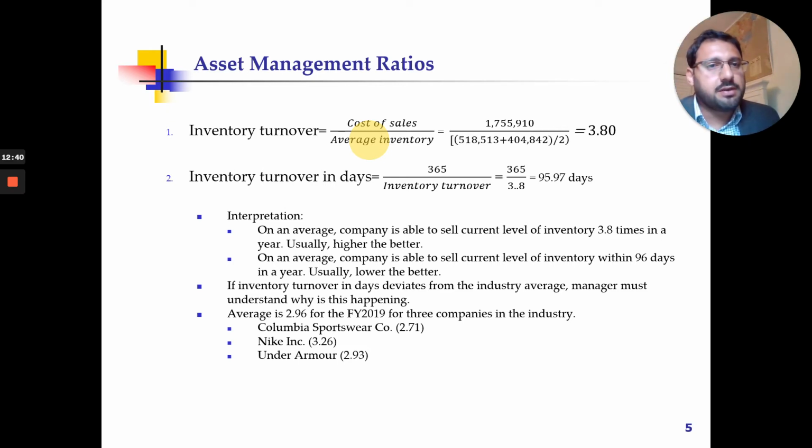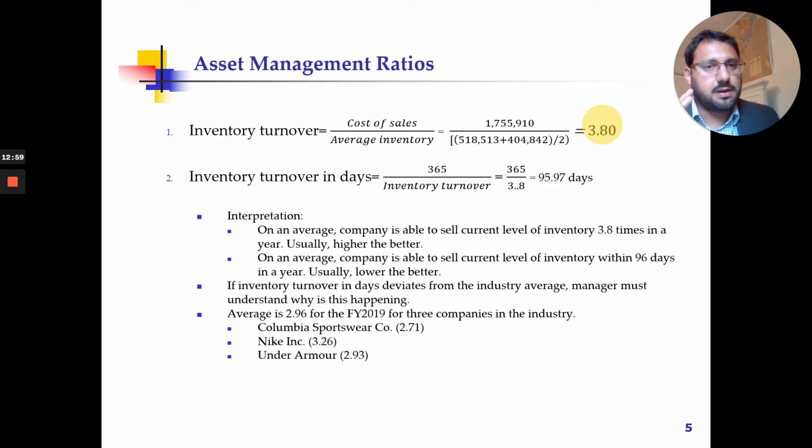So for the average inventories, if you remember the accounting entry, you debit the cost of goods sold, and you basically credit the inventories. So 3.8 times in a year. This is the main interpretation.